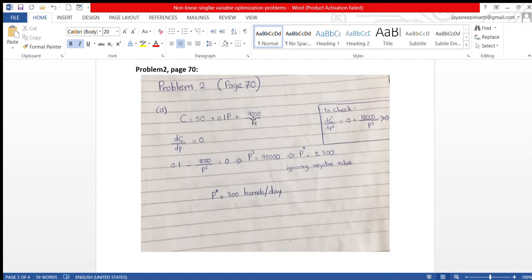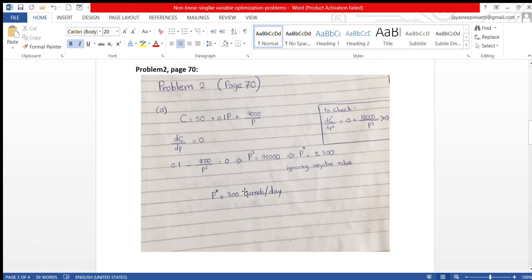P is the number of barrels per day they are producing. So this is the cost to produce one barrel. And what is the P here? The number of barrels they produce per day. What are they asking to calculate?